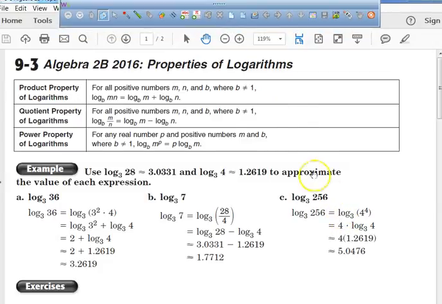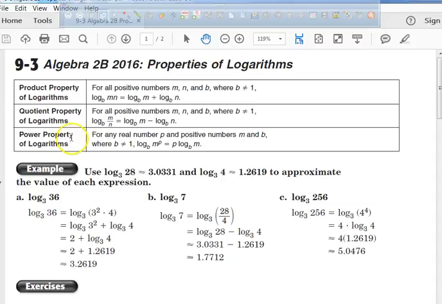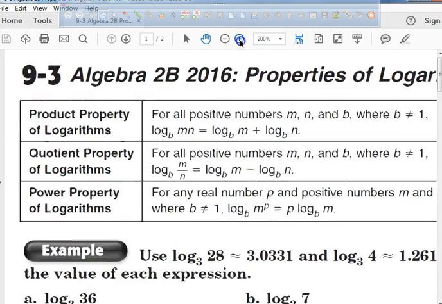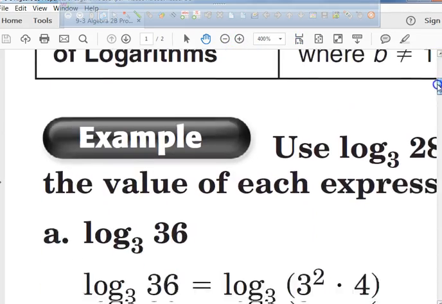Today, everybody, we're going to be talking about the properties of logarithms. We're going to talk about the product property, the quotient property, and most importantly, the power property. Because once you know the power property, you will be able to say, I've got the power.